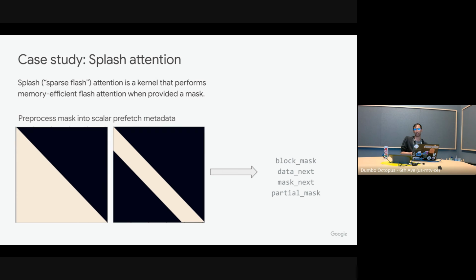And this is basically how the splash attention kernel works. It's just doing some pre-processing, passing things into SMEM, and then SMEM is just telling us what blocks to do compute on and copy and which ones to not.